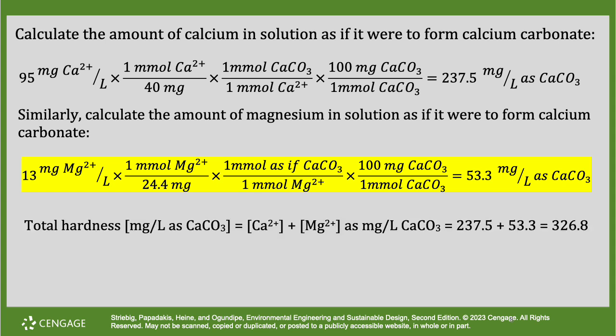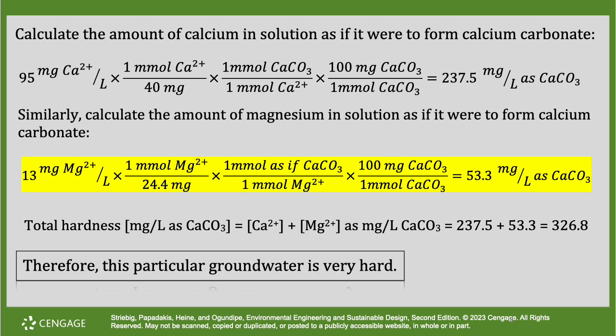The total hardness then is the sum of the divalent ions, the calcium and the magnesium, or 237.5 plus 53.3, for a total of 326.8. Therefore, from the table, we see that this groundwater is particularly hard. As mentioned, we are in a limestone region, so this is relatively common in some areas that are heavily limestone-based geology.